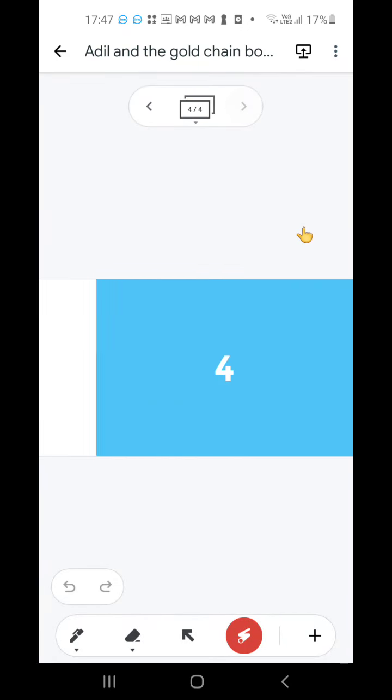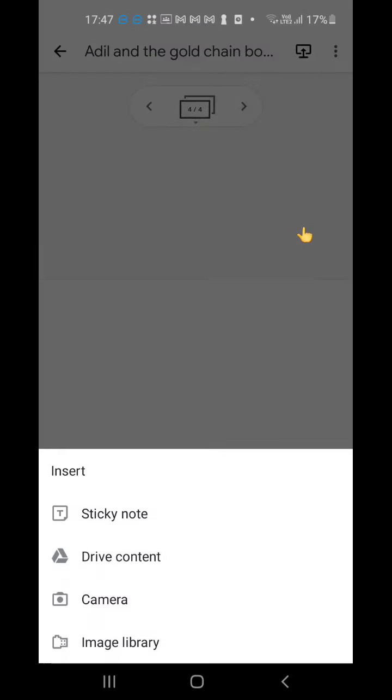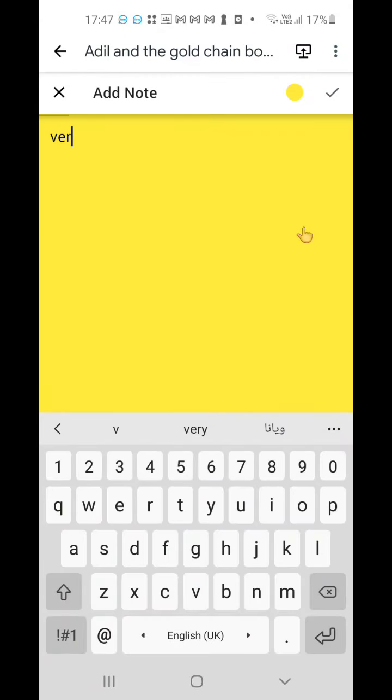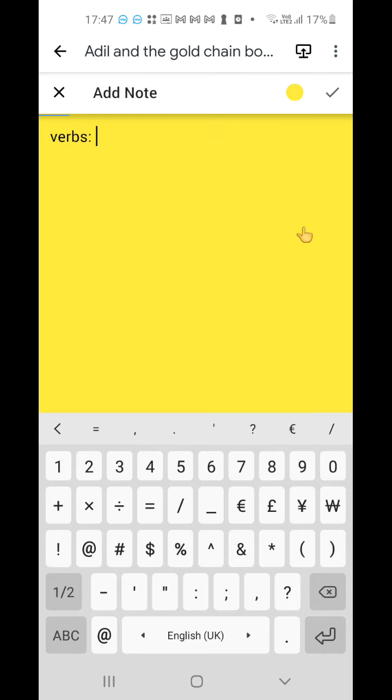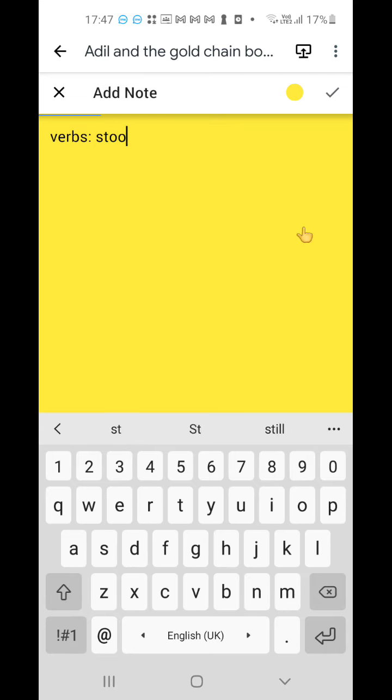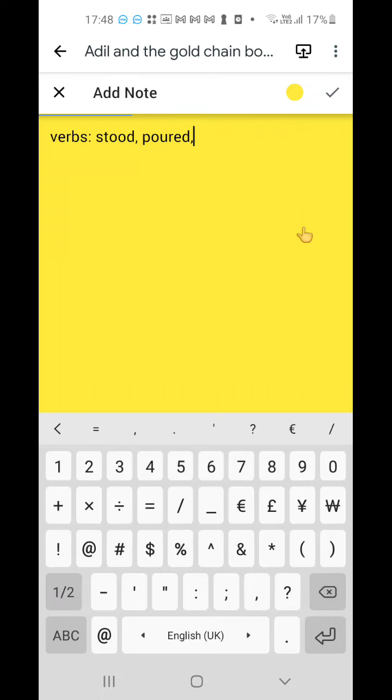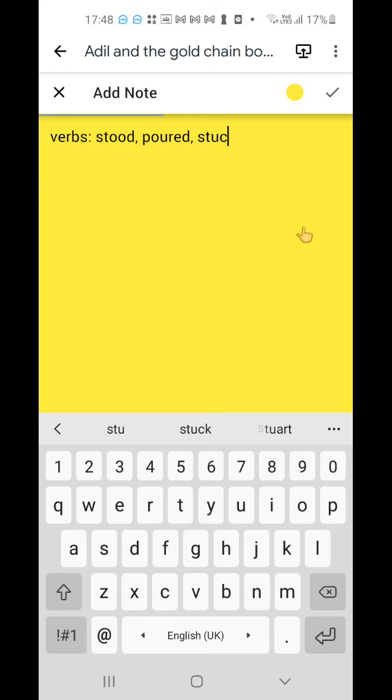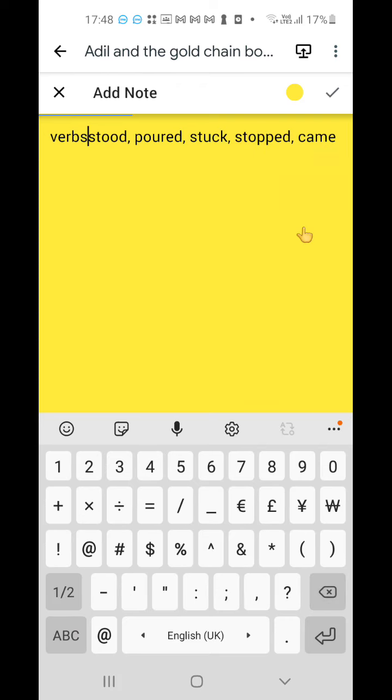Okay, here is the list of verbs, and they are stood, poured, stuck. You see, they are all action words. Stopped. Then the last is came. They are all the possible verbs of that passage.